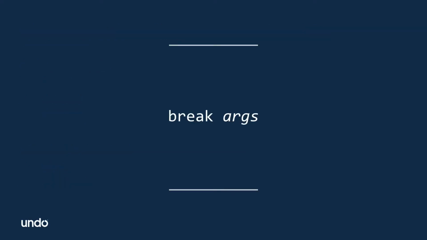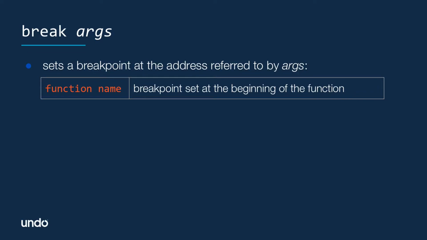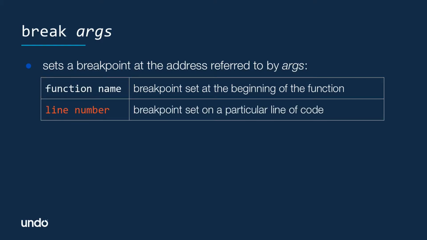The primary command for setting a breakpoint is break. This will set a breakpoint at the address referred to by the argument we provide. Break accepts a number of types of arguments: a function name. In this case, the breakpoint will be set on the first instruction inside the function we specified. A line number, corresponding to the line of code where we want execution to stop.